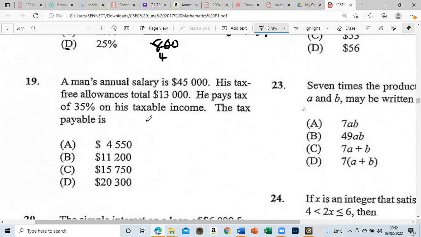So his pay is $45,000. However, he has a $13,000 tax-free allowance. So on this, he won't pay. He will pay on the remaining. So the first $13,000 is not taxable. All right, so that's tax-free. So all we have to do now is find the amount that the tax will be paid on. So that's 45,000 minus the 13,000. Hope you guys are getting the reasoning. So that leaves him with $32,000, right?